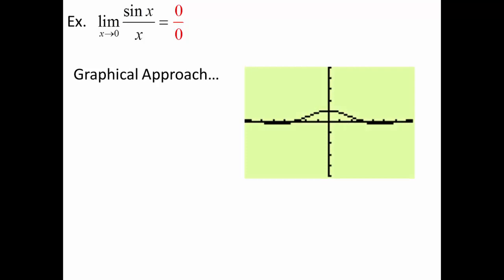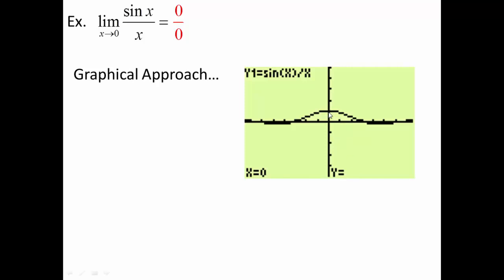But good news, algebra wasn't our only option. Maybe let's try a graphical approach. If I pull out my calculator and I graph sine of x over x, I'm going to get a graph that looks something like this. As x approaches 0, it looks like we have a height of 1. Now, of course, if I trace 0, I get undefined, or I get an indeterminate number. I get no answer.